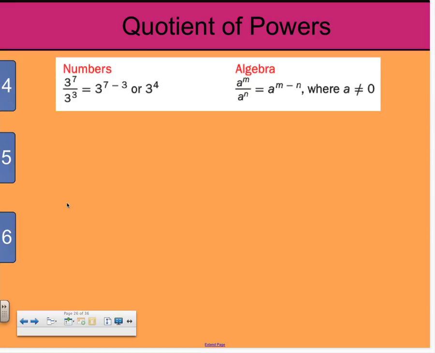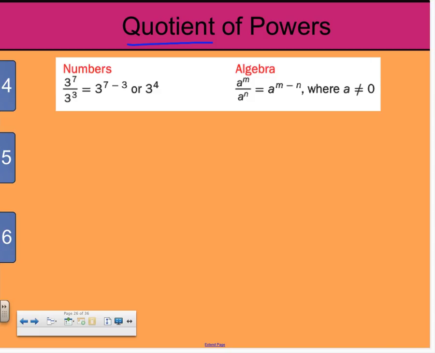Okay, the next couple of examples are called quotient of powers. So last video we talked about product of powers. Now we're dealing with quotient. When we hear the word quotient, what do we think of? Very good. We think of division. All right, so now we're dividing.